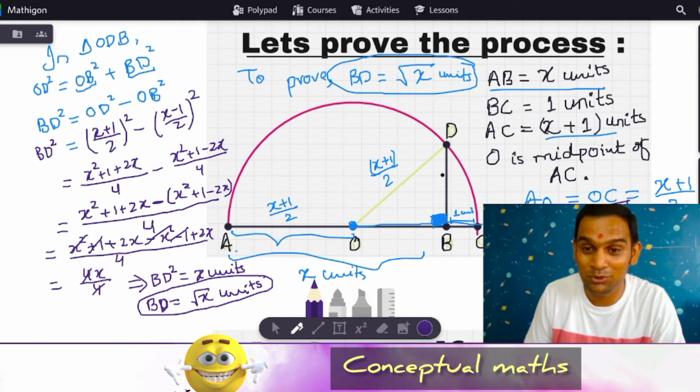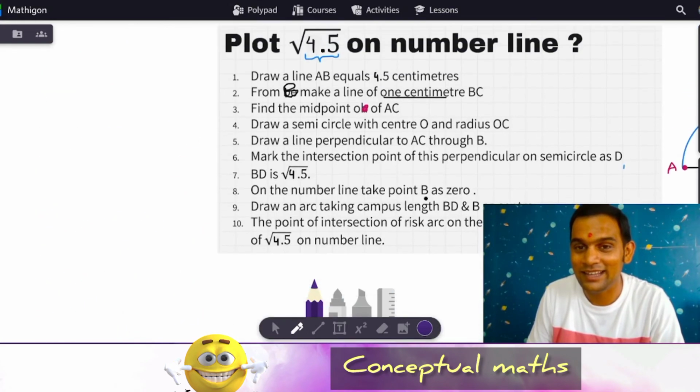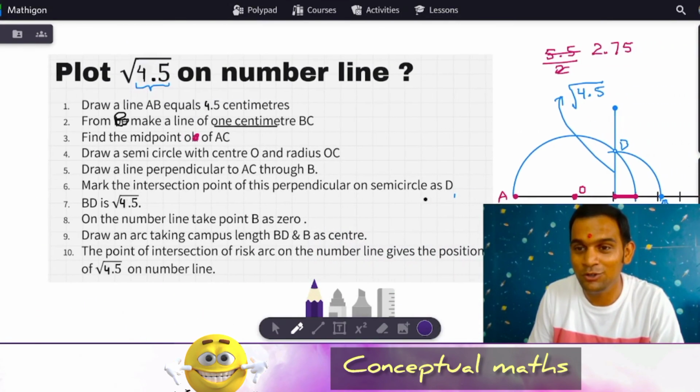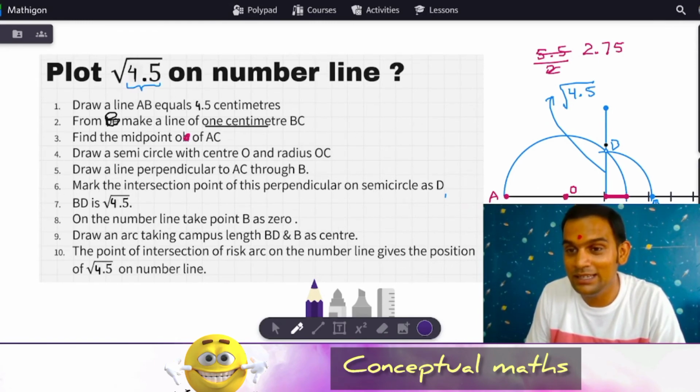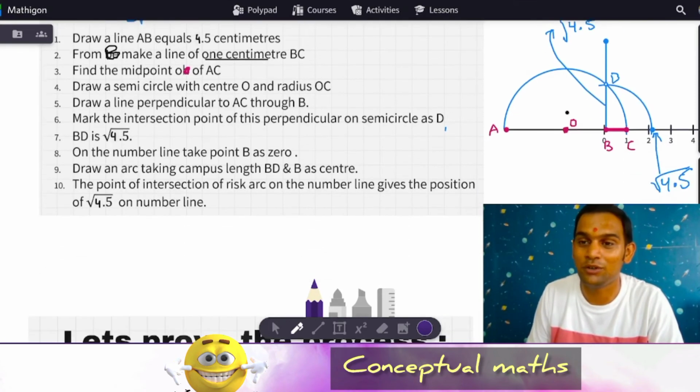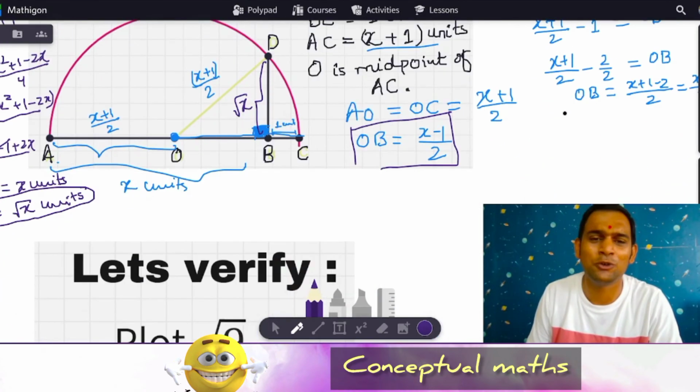And what did we prove? We just proved that the length of BD is the square root of x. Yes, that is what we did in this process also, right? We plotted AB, which is nothing but x, which we took here. So this line BD gave us the square root of 4.5. Yes, I hope that is clear.